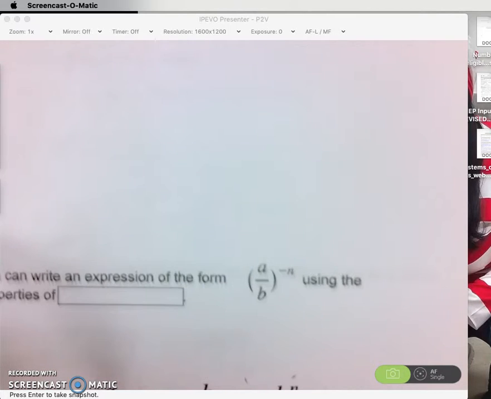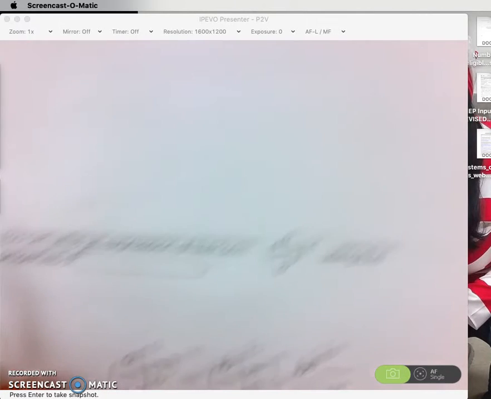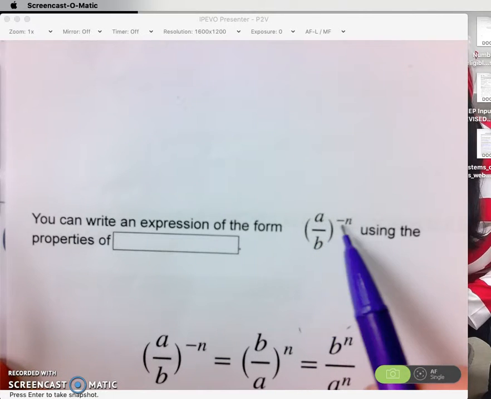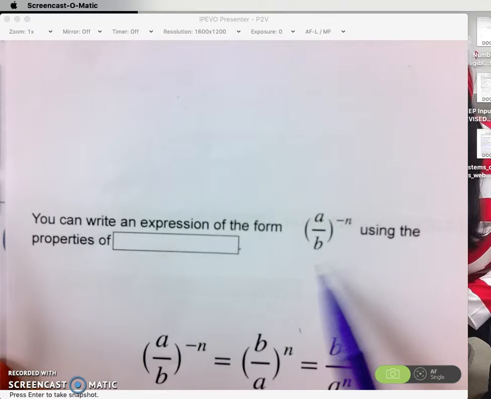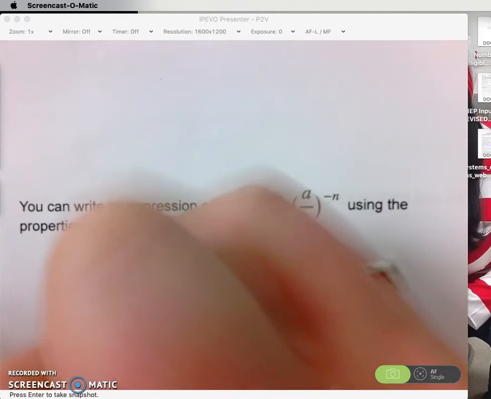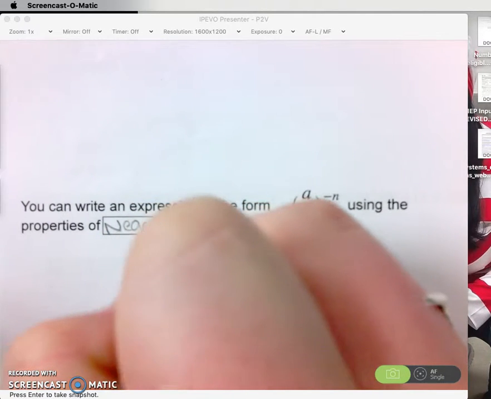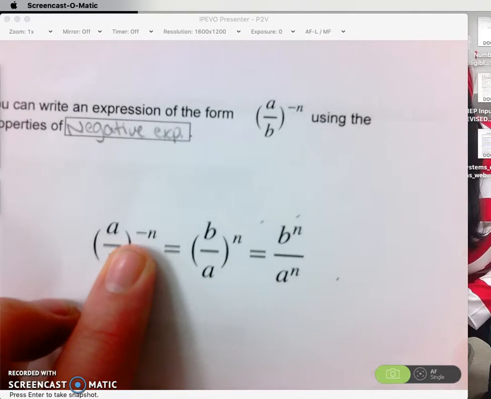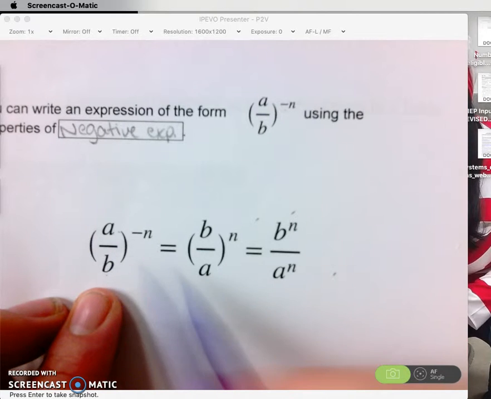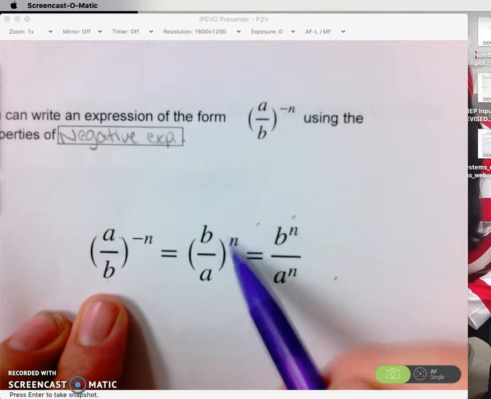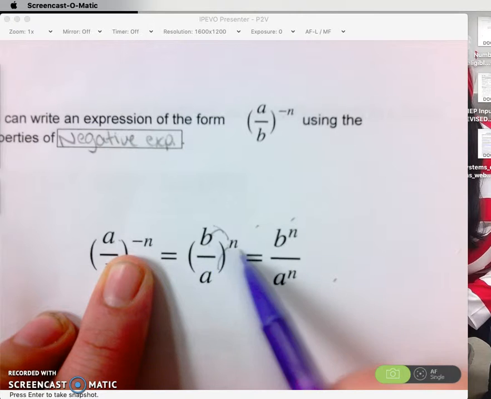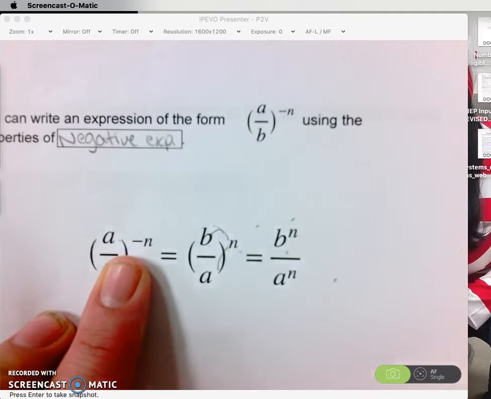Okay, you can write an expression of the form a over b all to the negative n power by using the properties of negative exponents. If I have a negative exponent, this would go to the bottom and this would go to the top. So what I'm really going to do is just flip my fraction, which would get rid of my negative, but both of these are still going to be raised to the n power.